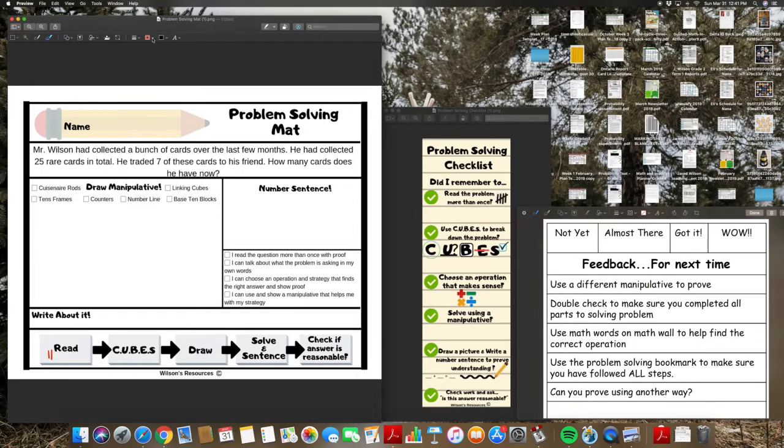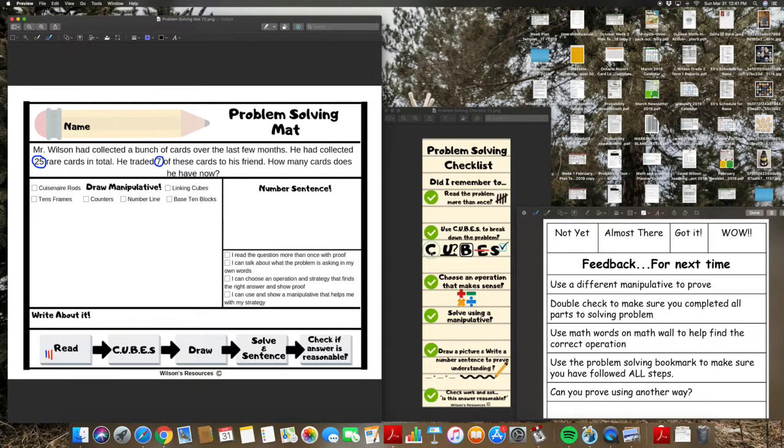I'm going to change the color to blue. So here I am reading it again, and I'm going to look for the numbers, circling the numbers. Mr. Wilson had collected a bunch of cards over the last few months. No numbers there. He had collected 25. There's my first number. So I'm going to circle the 25. 25 rare cards in total. He traded 7. There's my next number. So I'm going to circle my 7. So he traded 7 of these cards to his friend. How many cards does he have now? So I've definitely read it one more time, so I'll put another tick there. That shows that I'm really trying to understand that problem. And our C part is done.